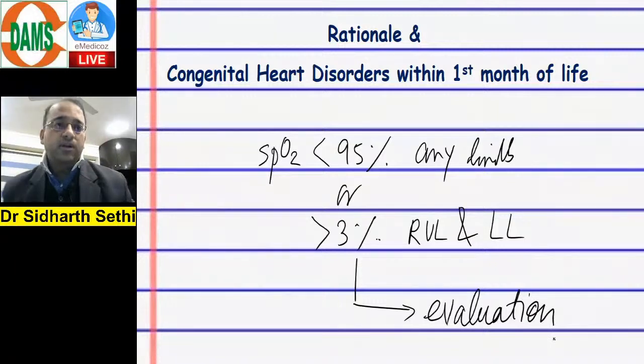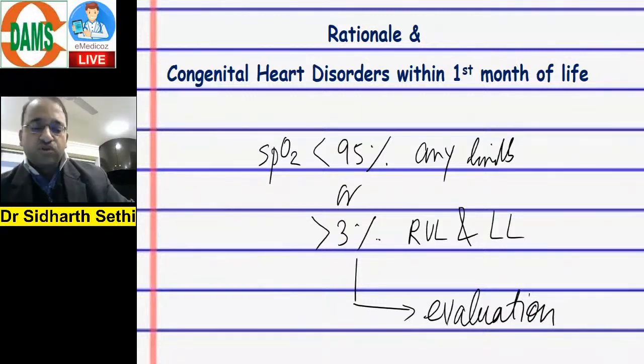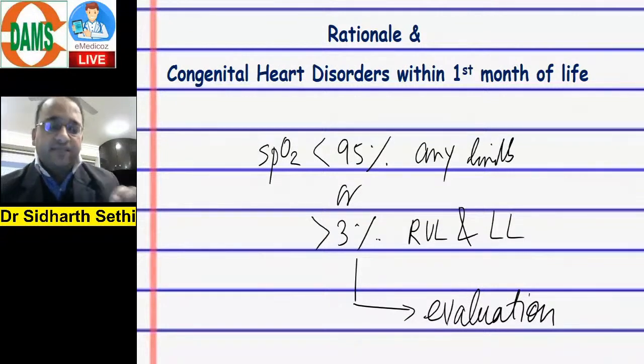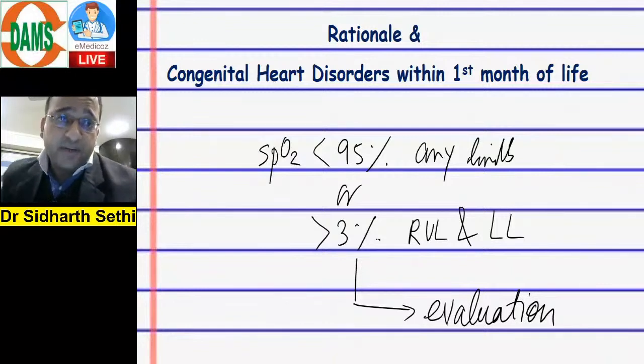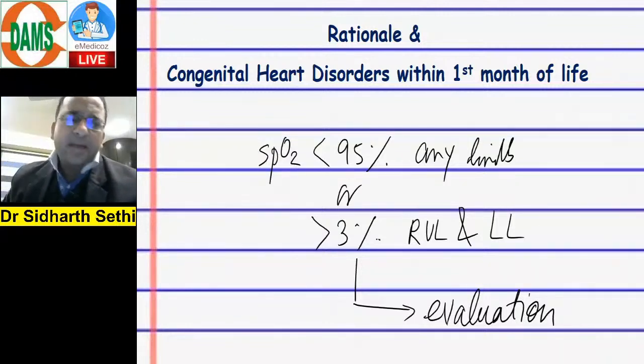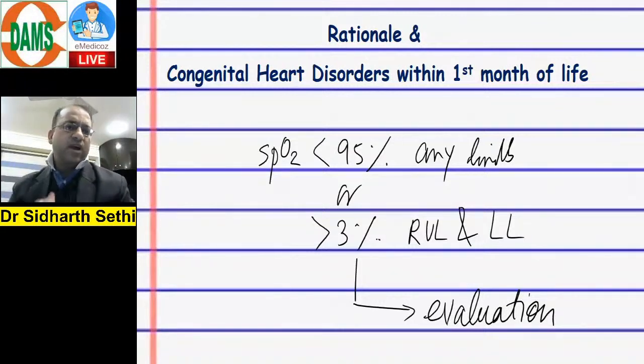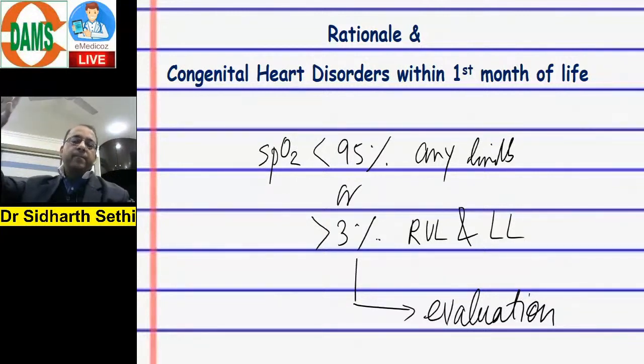I'll say it again, the last sentence of the day almost. If there's a saturation less than 95% in any limb, or a difference of saturation more than 3% between the right upper limb and any of the lower limbs, you need to evaluate this child. And why are we talking about the right upper limb? Because the right upper limb is preductal. This question came in NEET PG 2019.